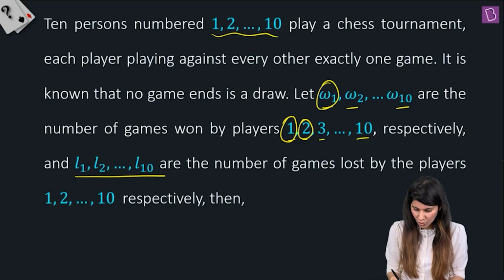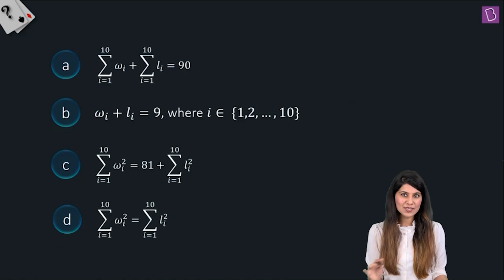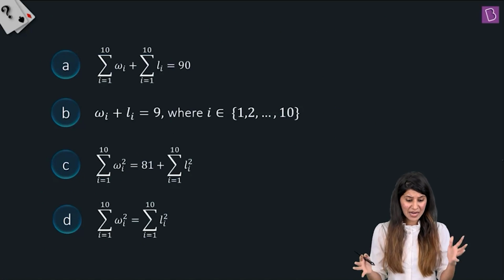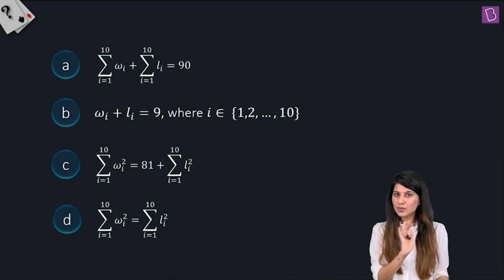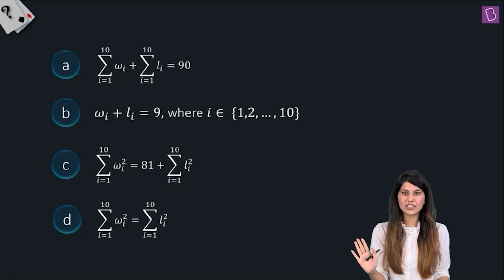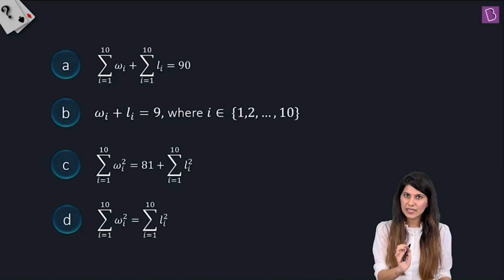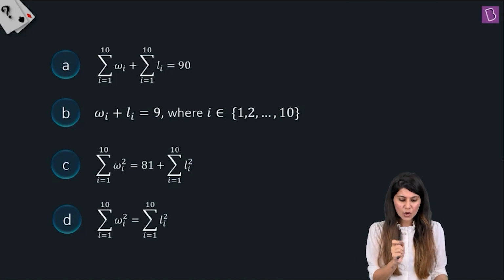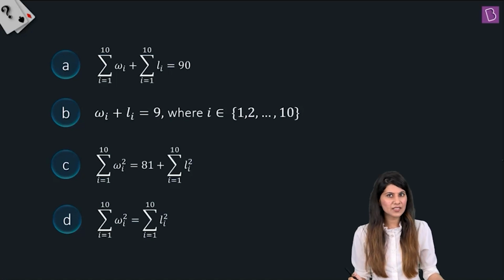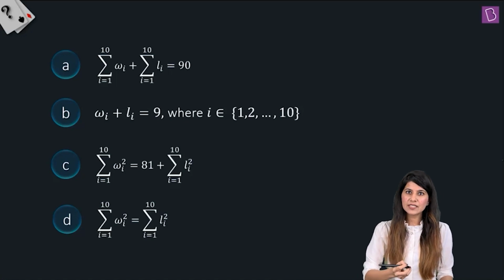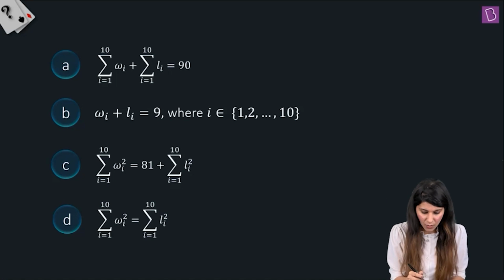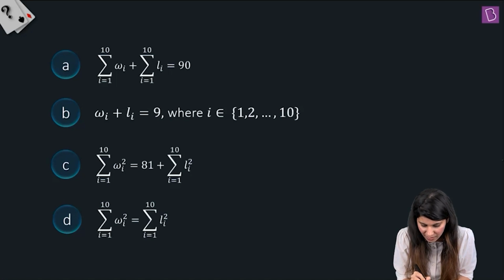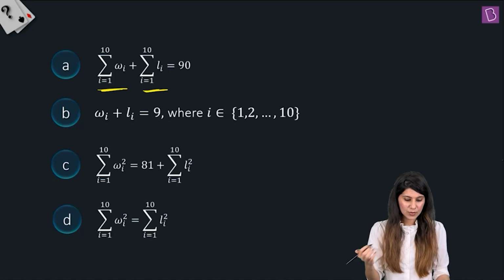Now let's move on to the option part, and the options look a bit scary. Sigma W and all. But trust me, this question is trying to scare you. This question is not at all difficult. Just be patient and solve it and try to understand the options one by one. You'll find this question pretty easy. It's just the reading part and the solving part should be strong. Okay. So this is sigma Wi and sigma Li. Index is 1 to 10.